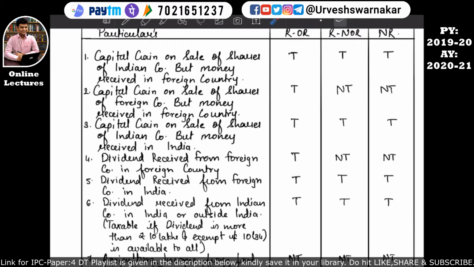Point number 6 says that dividend received from an Indian company in India or outside India. It does not matter whether it is received in India or outside India, it will be taxable to all these three individuals. So what I have written in this bracket, let's read that. Taxable if dividend is more than rupees 10 lakhs and exemption under section 10 subsection 34 is available to all. So what is this? We will understand this when we will be studying the income from capital gain chapter. So we'll not stress it right now over here.